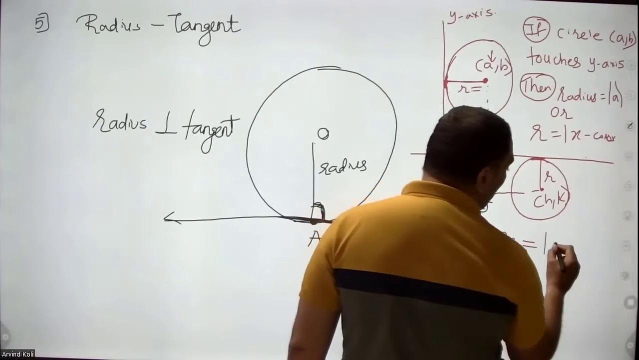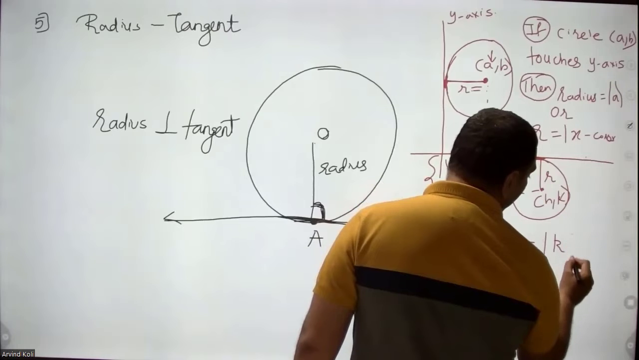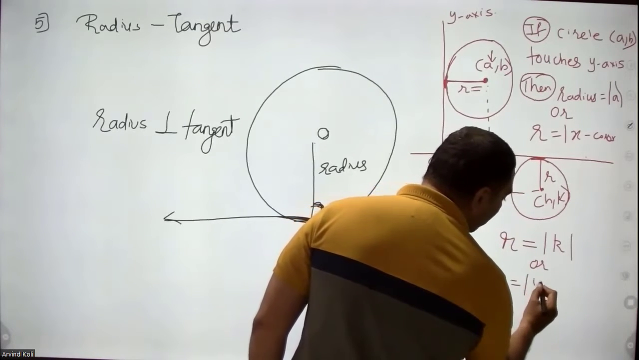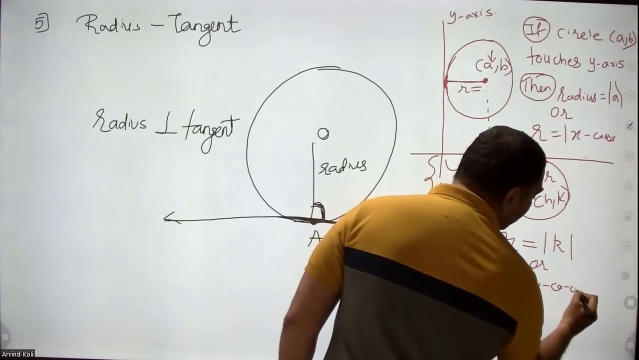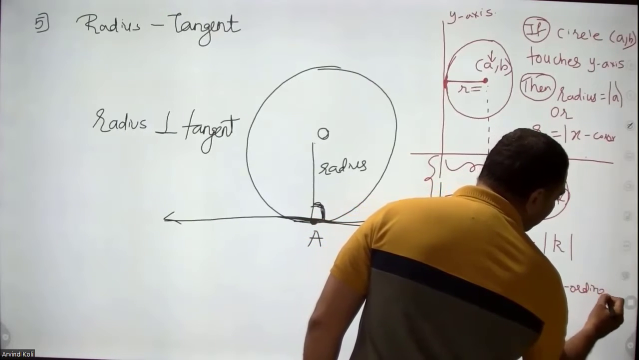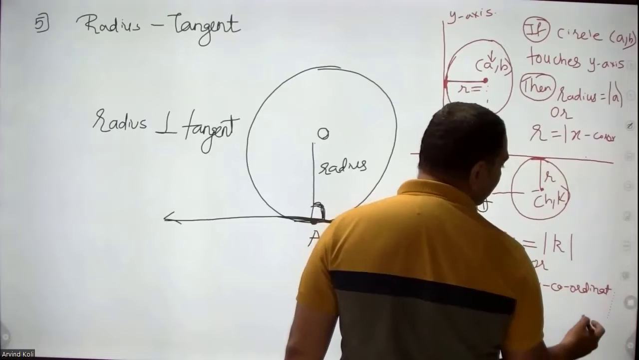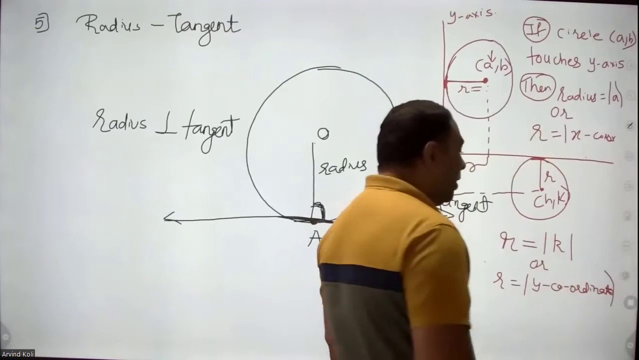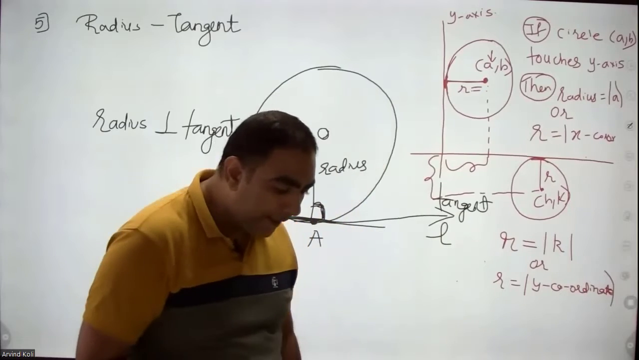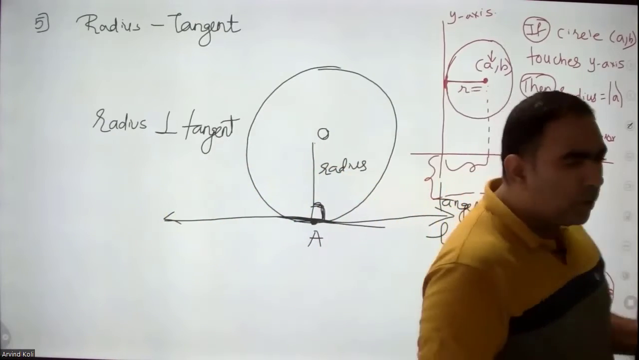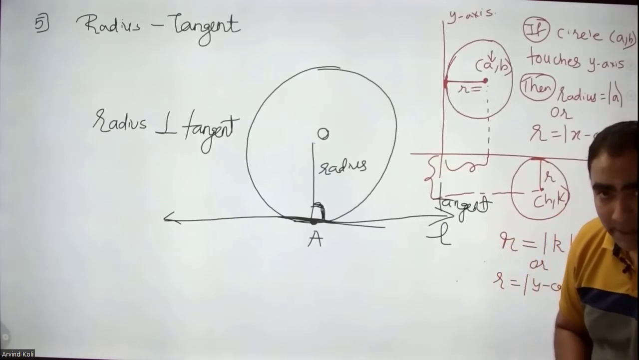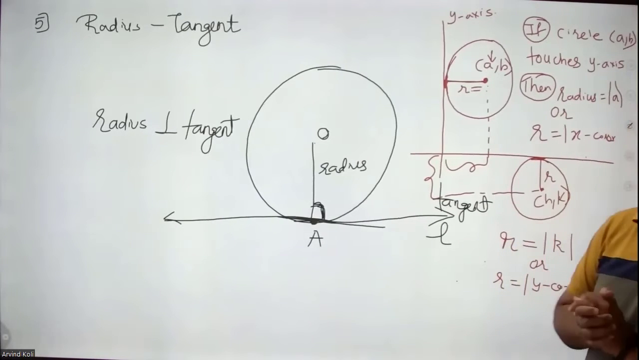will be equal to modulus of k, or you can also say radius is equal to modulus of y coordinate. ठीक है. There are few problems based on this concept. तो जहां पे वो problems आएगी वहां पे इसे और अच्छे से रिवाइज करेंगे हम लोग. But for the timing आप लोग इतना समझ सकते हैं.